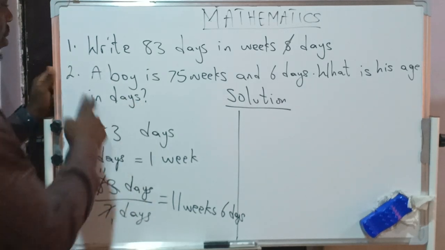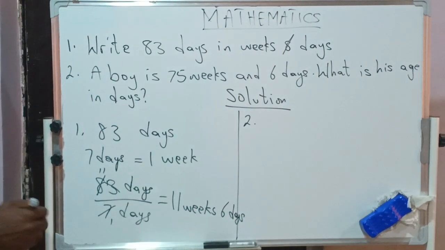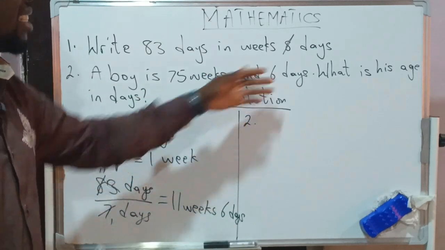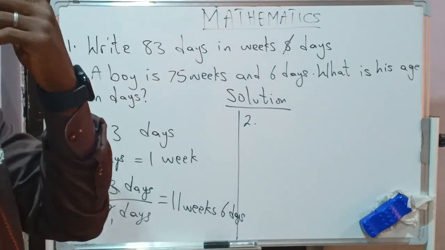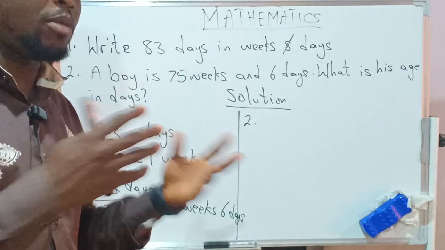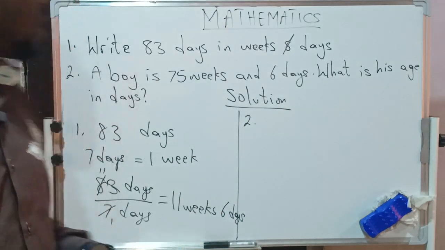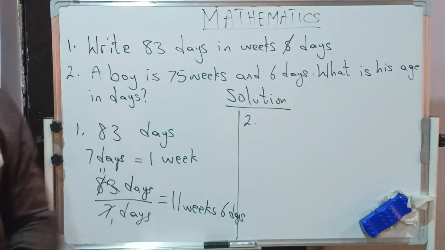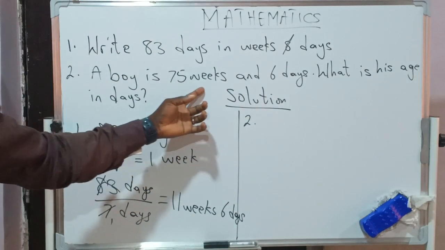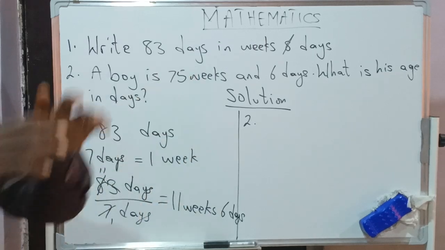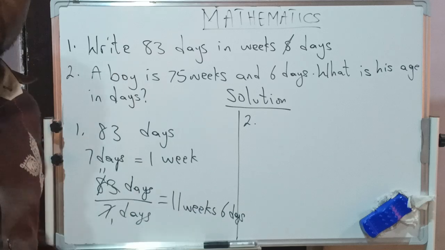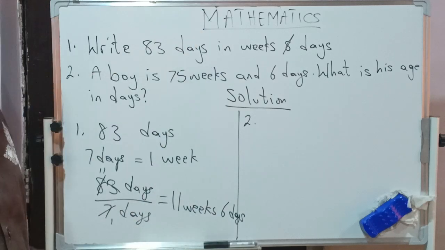Now let's take a look at the second question. The second question says a boy is 75 weeks and 6 days. That means that is the number of weeks that child has lived on this earth. So we now say, what is his age in days? So we don't want to have anything to do with weeks. We want to know the boy's age in days.